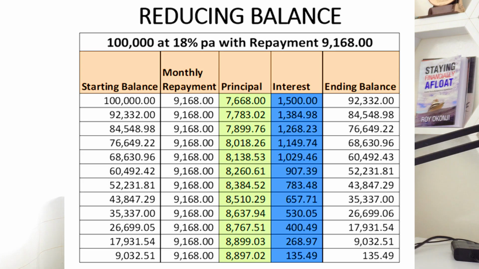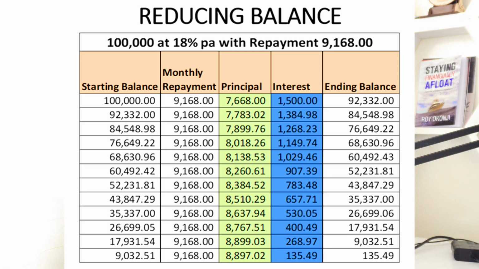So in this example, I have assumed a loan of 100,000 shillings at 18% per month. Assume it is repaid for 12 months, just for our purposes of understanding. And I want your attention to go to the columns colored green and blue.